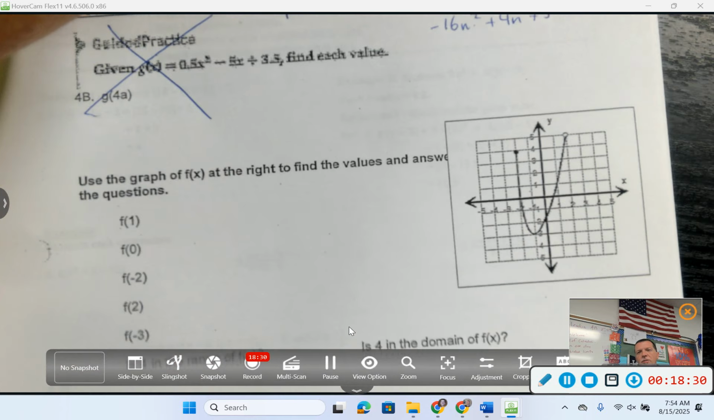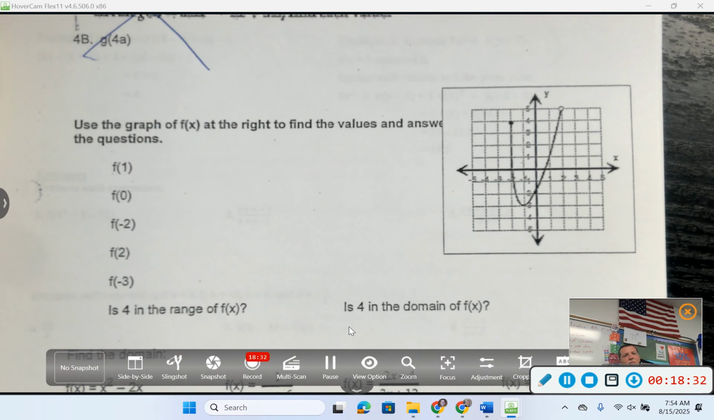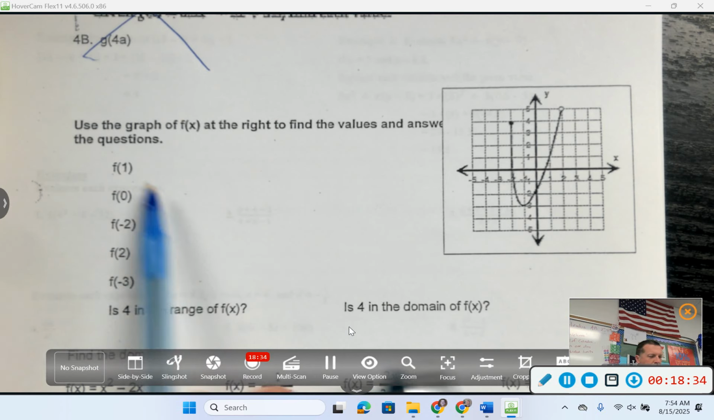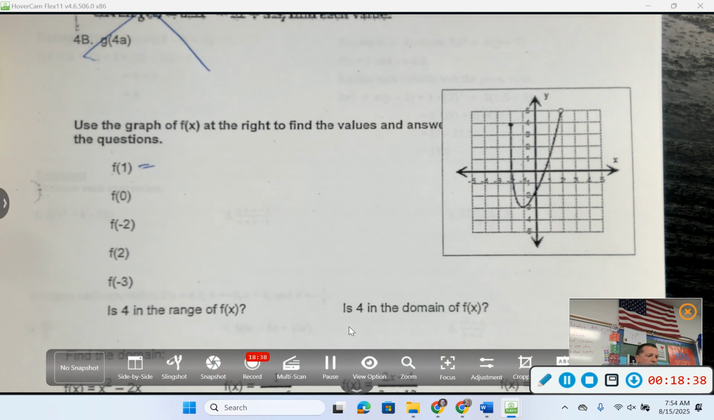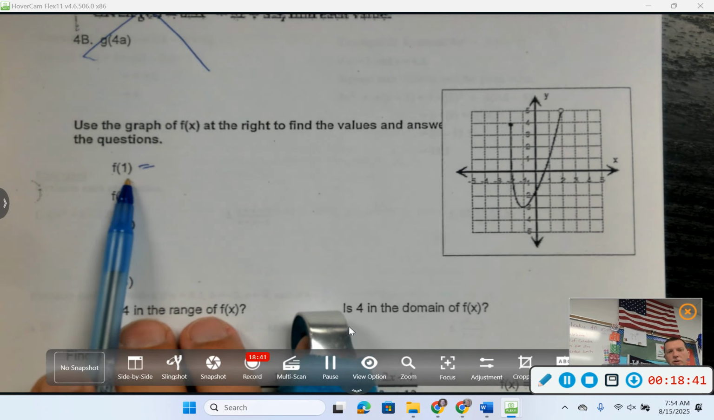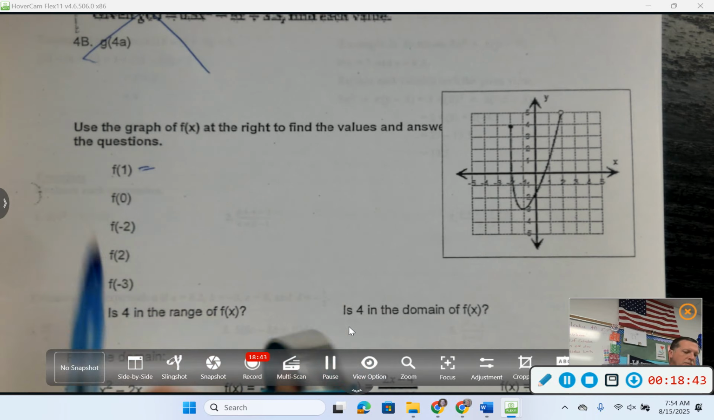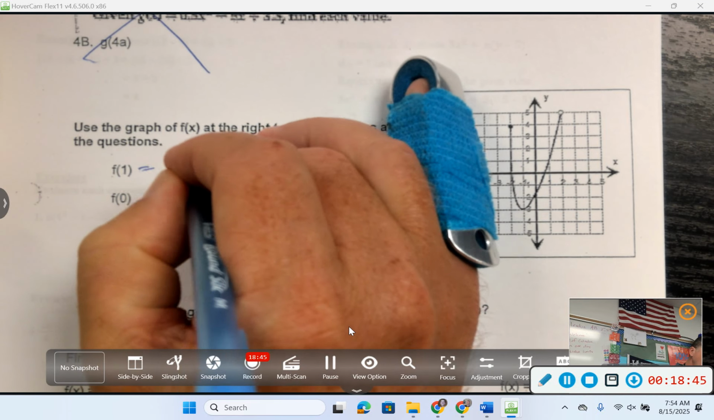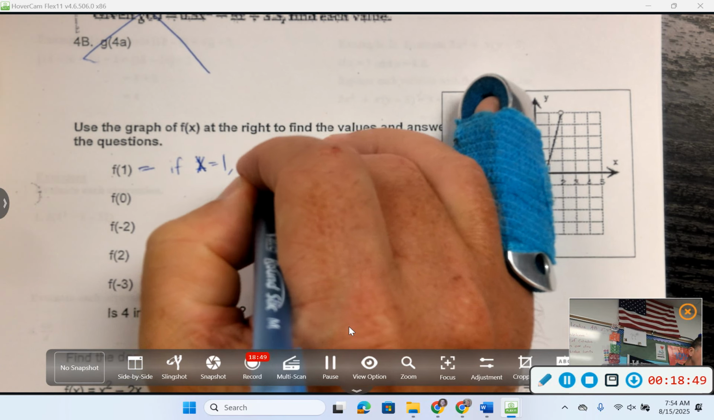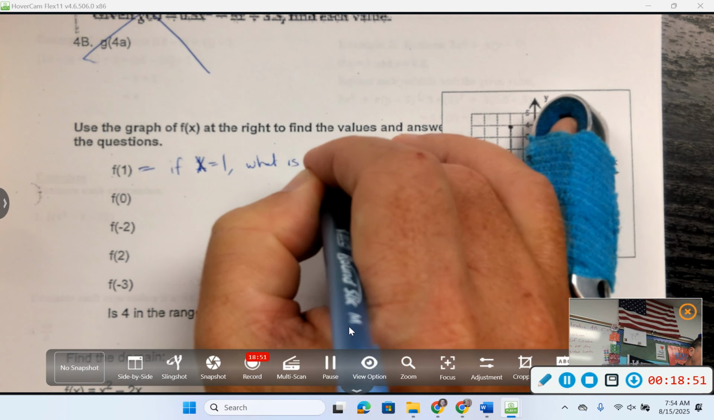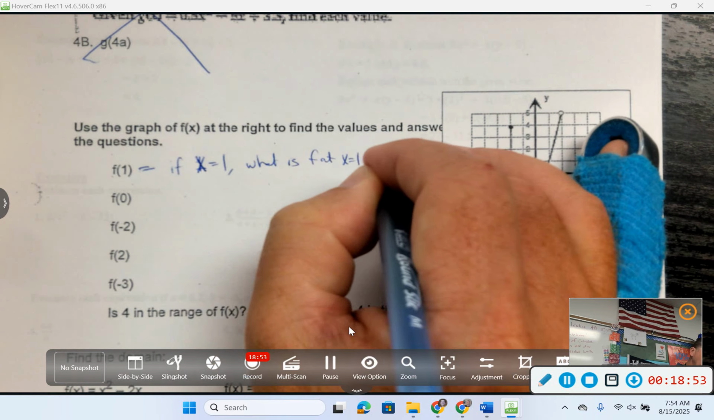All right, functions from a graph. This is easy, but man, some people mess this up. Even my calculus students mess this up, so it's worth spending time here. F of 1 means, what do I get if I plug in 1? If 1 is my x, if x equals 1, what is f at x equals 1?